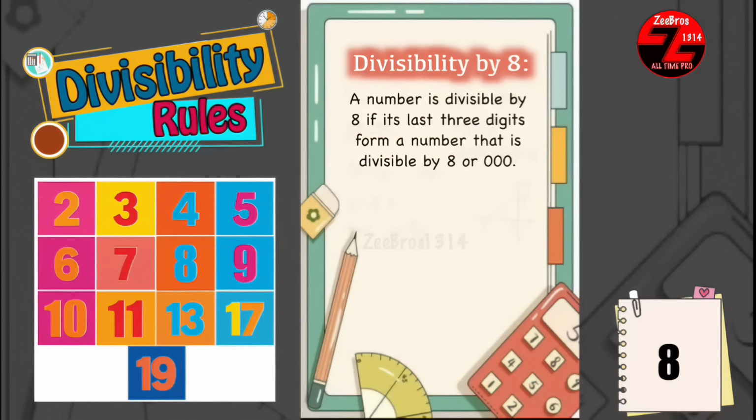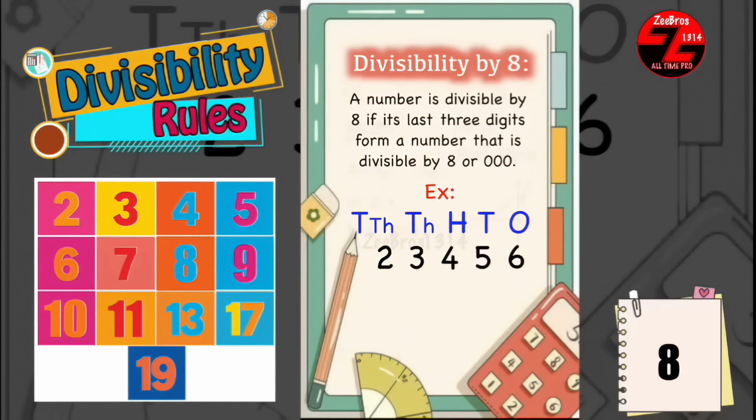A number is divisible by 8 if its last 3 digits form a number that is divisible by 8 or have triple zero. Let's take an example. 23456. Here, the last 3 digits of the number are 456. When we divide 456 by 8, it gives 57. As 456 is divisible by 8, so the number 23456 is divisible by 8.